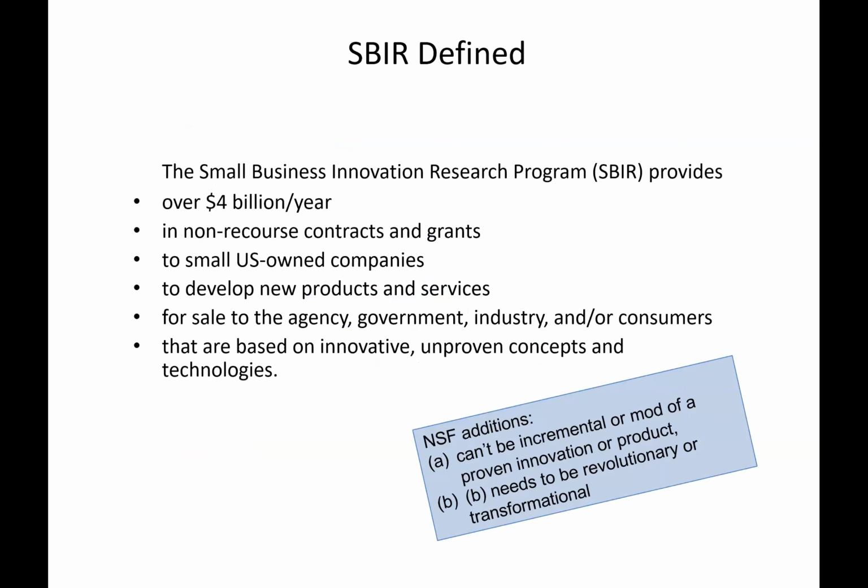So if I were asked, Greenwood, in one slide, define SBIR, this would be pretty much how I would do it. SBIR stands for Small Business Innovation Research. It provides over $4 billion a year in non-recourse contracts and grants made to small U.S.-owned companies to develop new products and services for sale to agencies, governments, industry, and/or consumers that are based on innovative and proven concepts and technologies. So the key point is it's a substantial amount of money, at least by our small business standards, right?